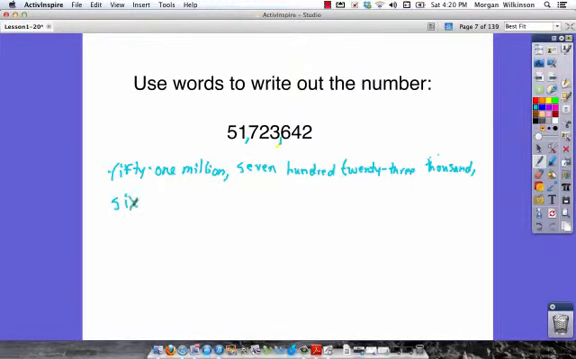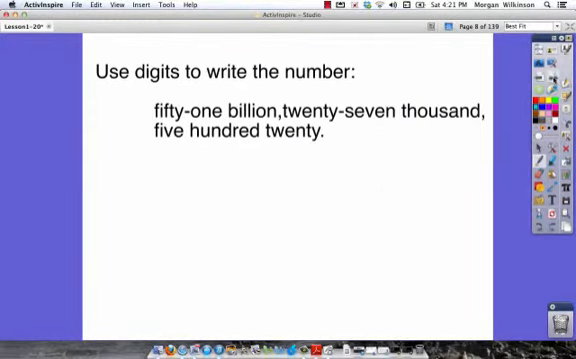When the problem says to use words to write out the number, you have to use words to write out the number if you want to get full credit. 642. 40. There we go. And we're all done. That's all we need to do. Just take your time, think about place value as you work through this problem.